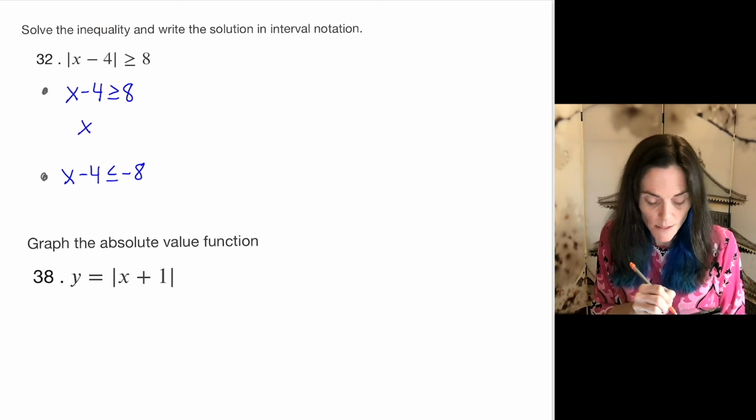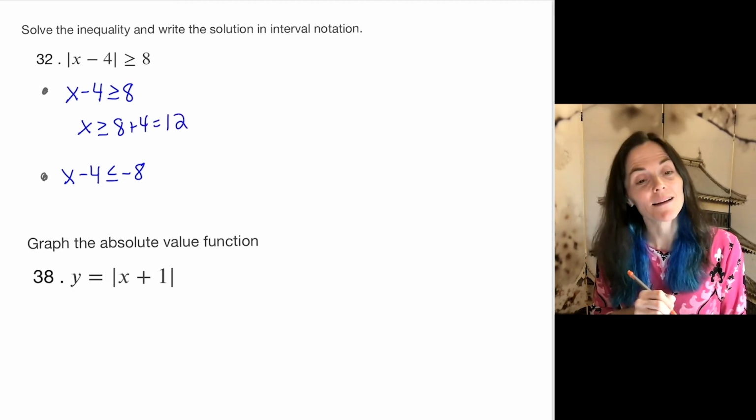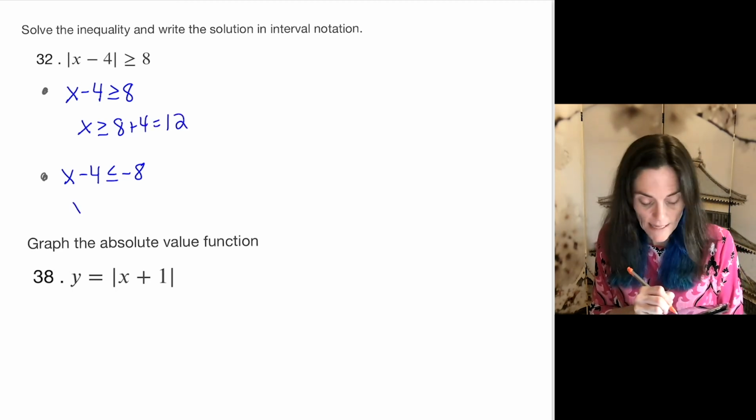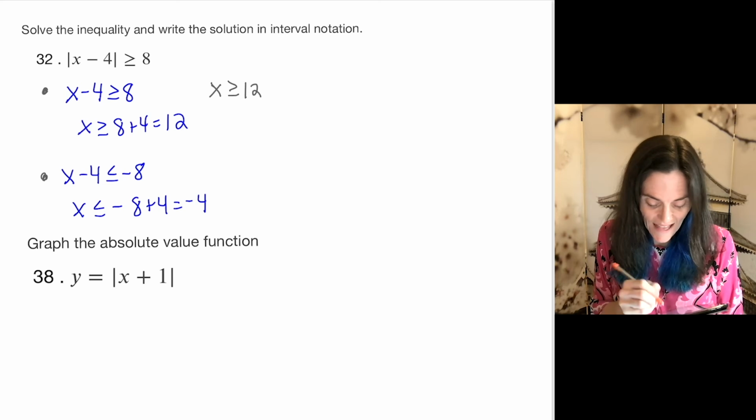This one says x is bigger than or equal to, just add 4, 8 plus 4, which is 12. And this one, once again, we can add 4, it says x is less than or equal to minus 8 plus 4, which is negative 4. This is x bigger than or equal to 12. This is x less than or equal to minus 4, and we want an or.